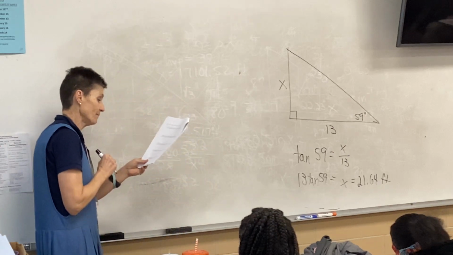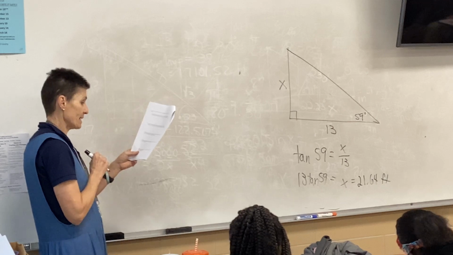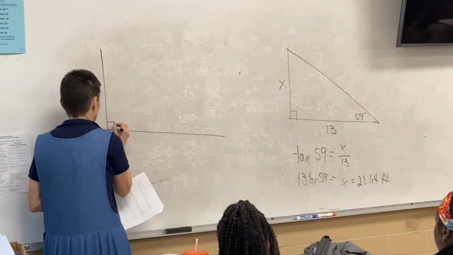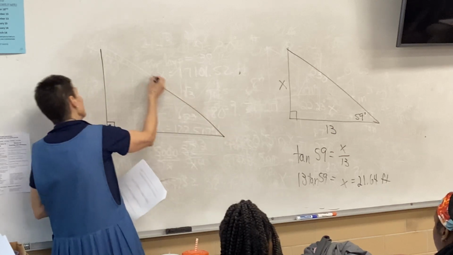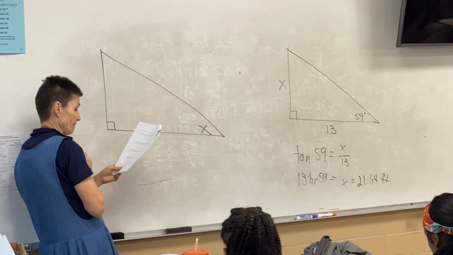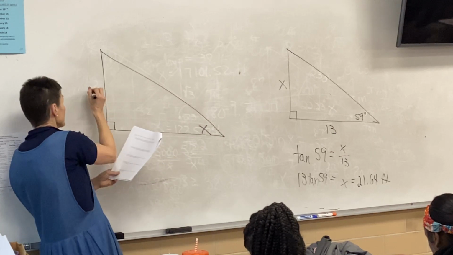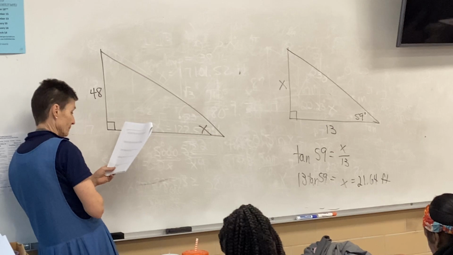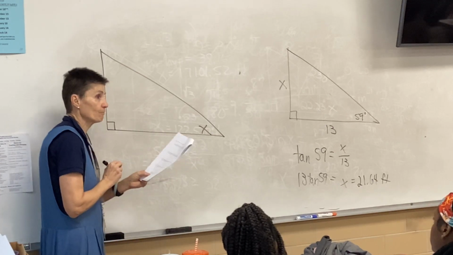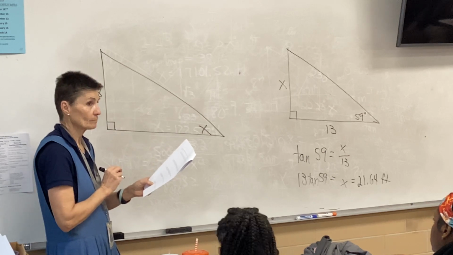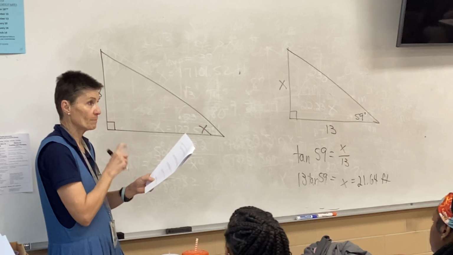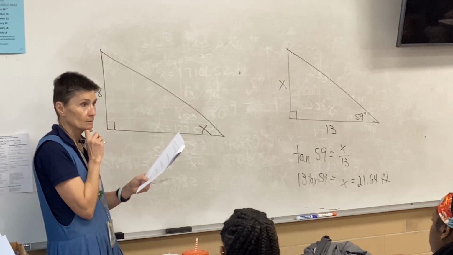What is the angle of elevation of a man looking at the top of the building? Here's the man looking at the top of the building. What is the angle of elevation? The building is 48 feet tall, and he is standing 100 feet from the building. So the man is standing 100 feet from the building. Where does the 100 go? Right here.